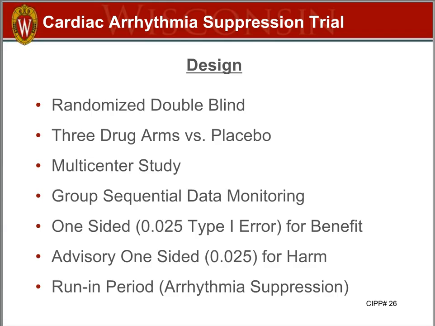Well, the cardiac arrhythmia suppression trial was a well designed trial. It was randomized, double-blind. We'll talk about those concepts. It would take place across many centers. It had a very elaborate monitoring plan. It had a significance level of 0.025, one-sided for benefit, and 0.025 for harm. Although it was initially designed as a one-sided test for the benefit alone, it had the opportunity to examine harm at the 0.025 level as well. It had a run-in period where you had to have arrhythmia suppression in order to qualify to be randomized to either the drug or the treatment arm.